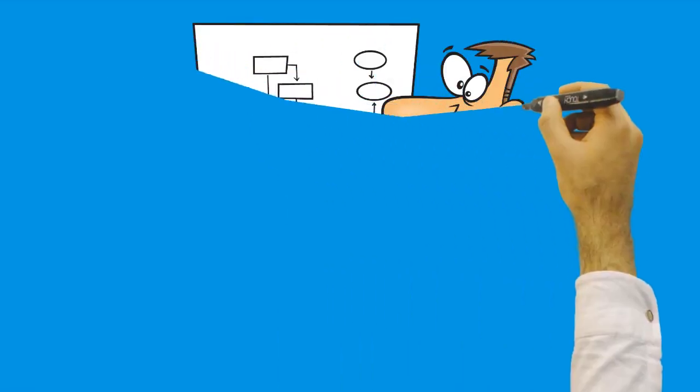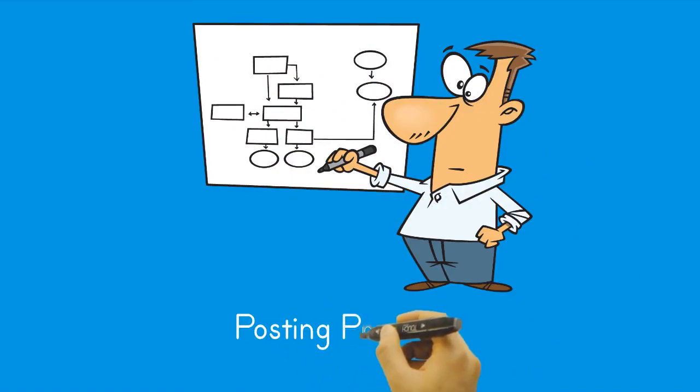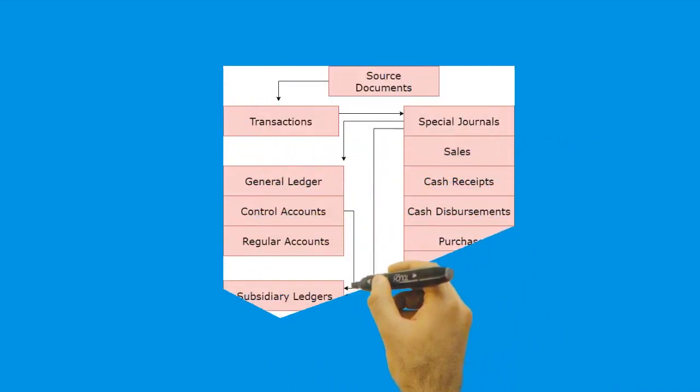Back to that old saying that a picture's worth 1,000 words. The following posting process diagram illustrates how simple the actual bookkeeping process is. The posting process is nothing complicated.